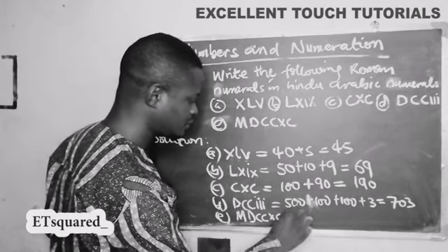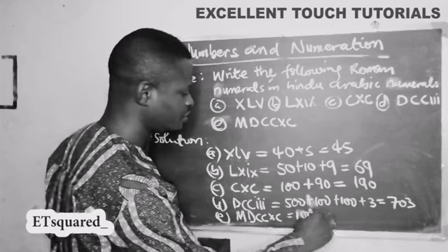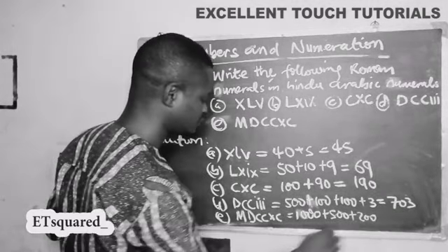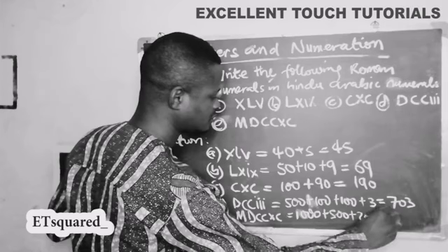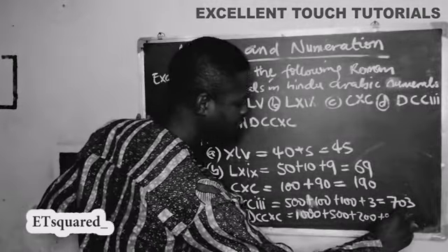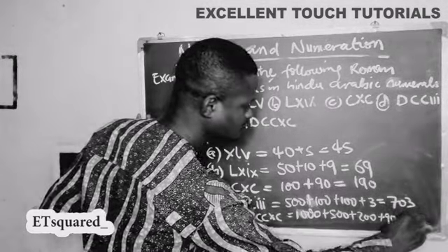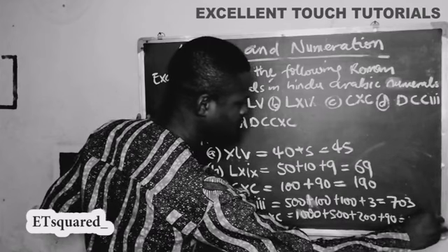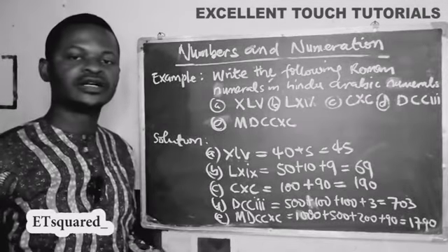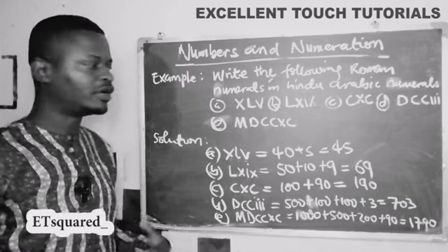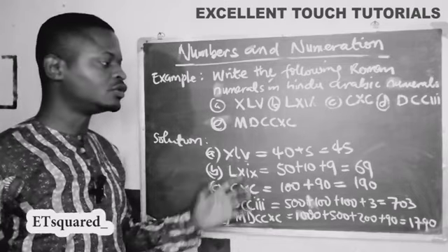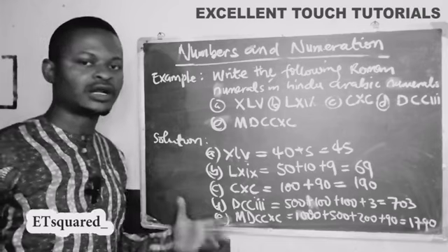Now M is 1000. D is 500, CC is 200, XC is 90. So having 1790. So this is how to write in Hindu Arabic numerals numbers that are written in Roman numerals. So if you have your numbers in Roman numerals, this is how you can change it to Hindu Arabic equivalents or the Hindu Arabic numerals.